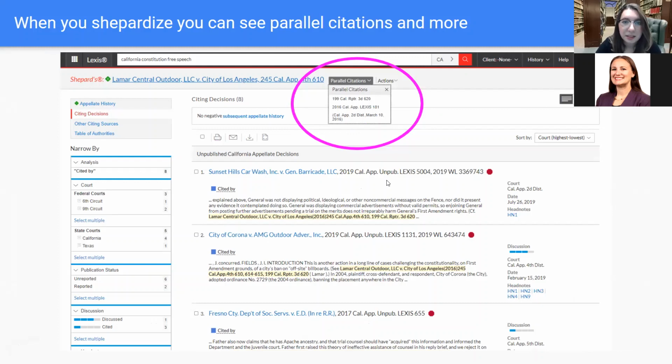These parallel citations allow you to refer to the same case in every other place that it's located physically or online. So this is where it's located in the Cal Reporter, and this is the citation for Lexis, and the, I can't read that.